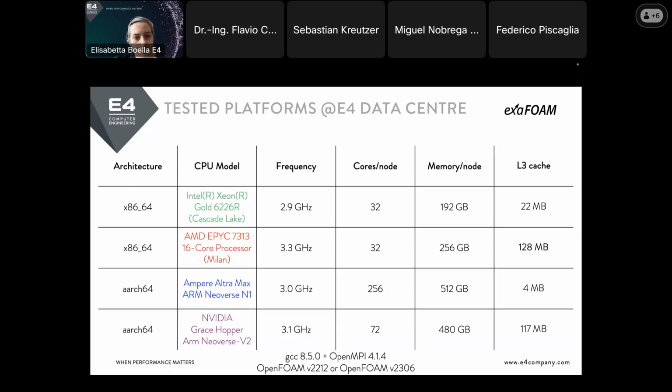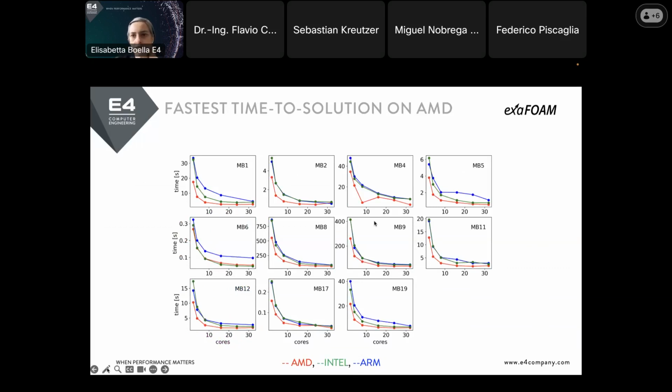Okay, so I'm going now to show you the result that we obtained. In particular, in these slides, we have 11 plots which show the time per temporal iteration in the code versus number of MPI tasks launched. Each plot corresponds to a different microbenchmark, and in each plot there are 3 curves corresponding to the result of the test performed on AMD Milan, or Intel in red, Intel Cascade Lake in green, or Ampere Ultramax ARM in blue.